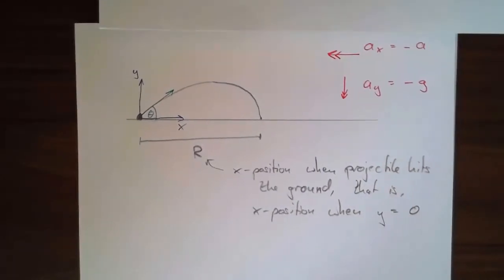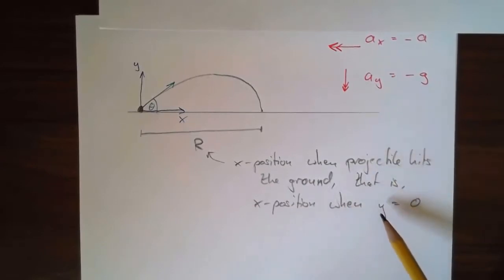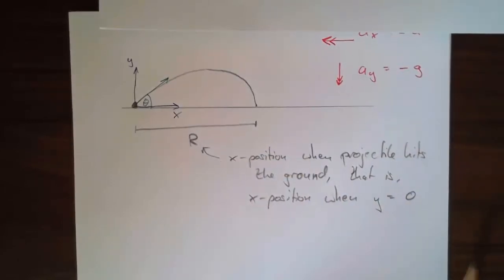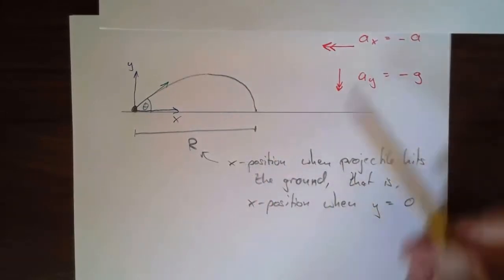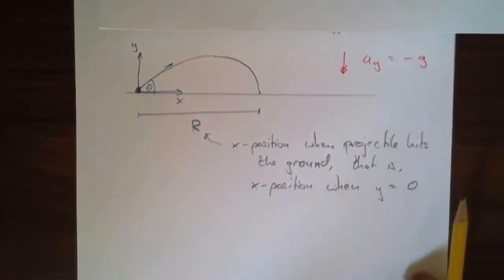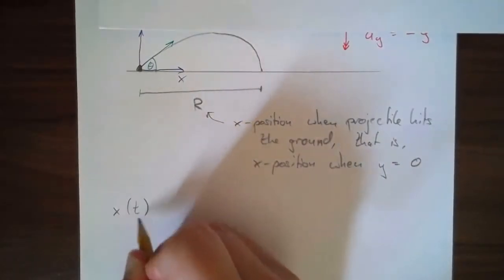Okay, so how can we find this? Well, I want to figure out when y is 0, then I find that time, and I take the time and plug it into my expression for the x position. So that means I will need an expression for y and an expression for x. Well, they're both accelerated motion. We know how to deal with that. We've had plenty of practice. So I'm just going to write it down.